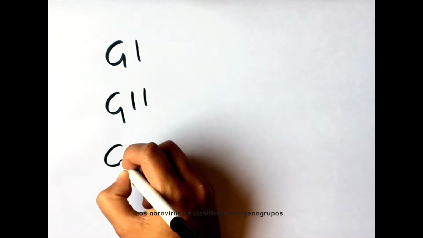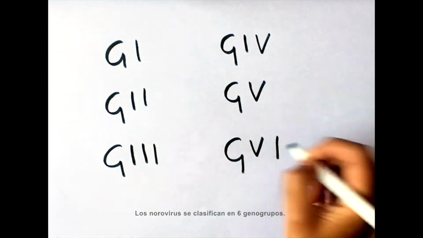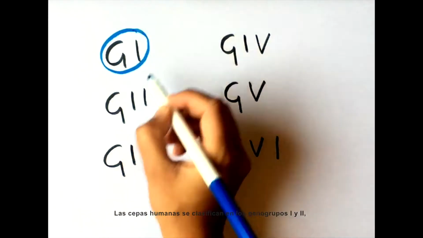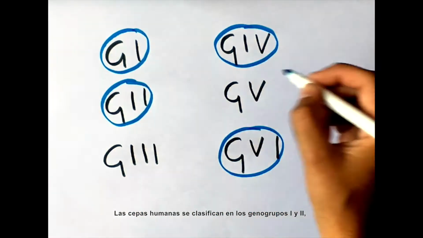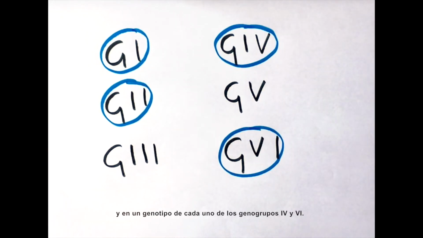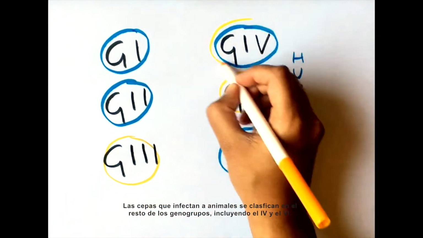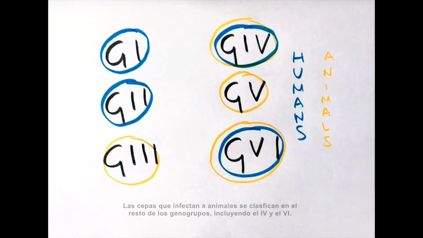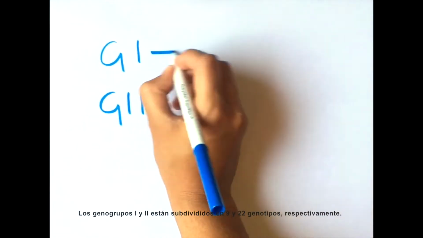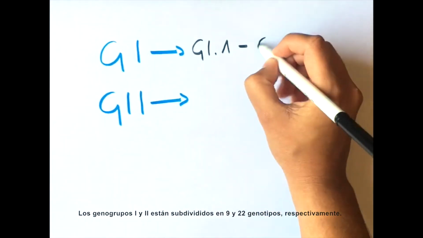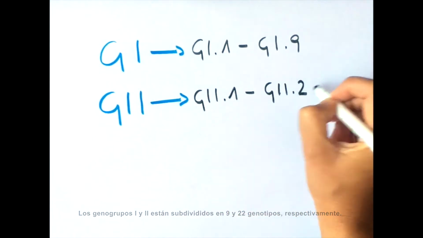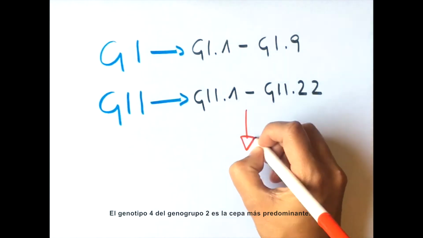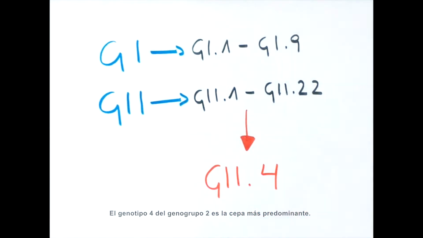Noroviruses are classified in 6 genogroups. Human strains are classified in genogroups 1 and 2, and 1 genotype of genogroups 4 and 6. Animal strains are classified in the rest of the genogroups. Genogroups 1 and 2 are subdivided into 9 and 22 genotypes respectively. Genotype 4 of genogroup 2 is the most predominant strain.